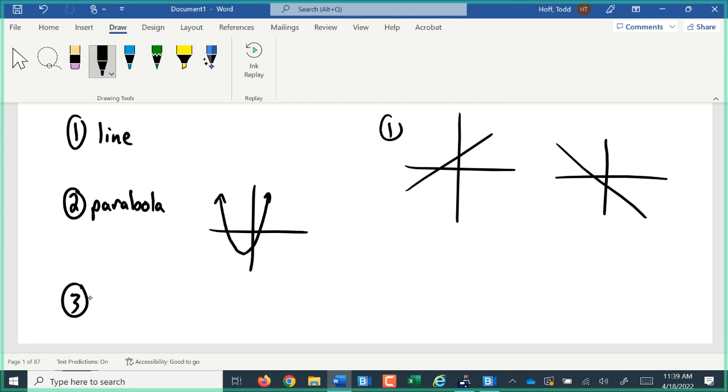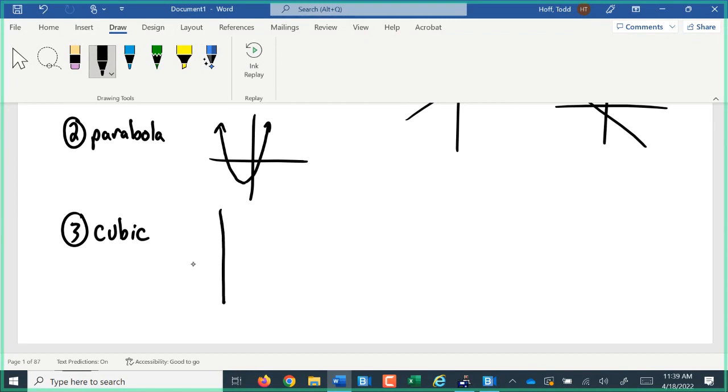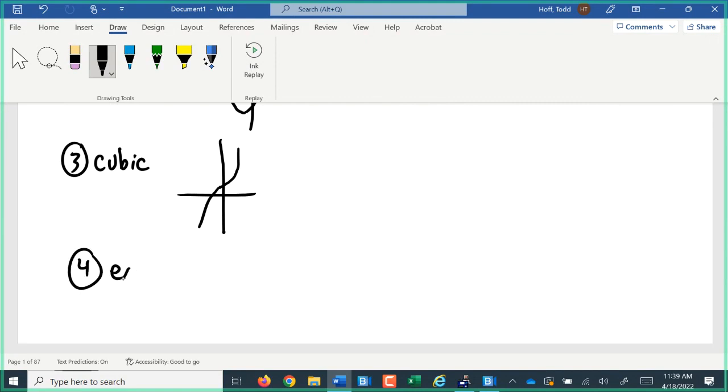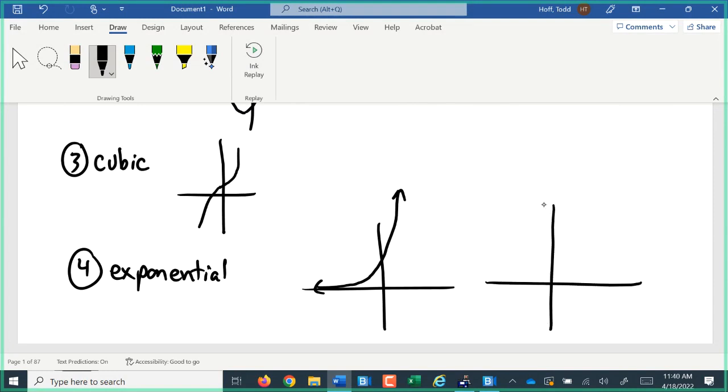There's something called a cubic curve. And a cubic kind of looks like half a parabola, then the other side is flipped over, like that. And then there's an exponential. An exponential curve is either an increasing exponential like this, where it starts out with a very small slope and then takes off rapidly, or like this, where it's decreasing very quickly and then levels out.